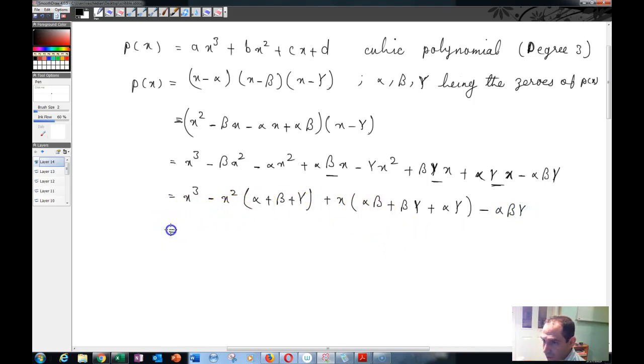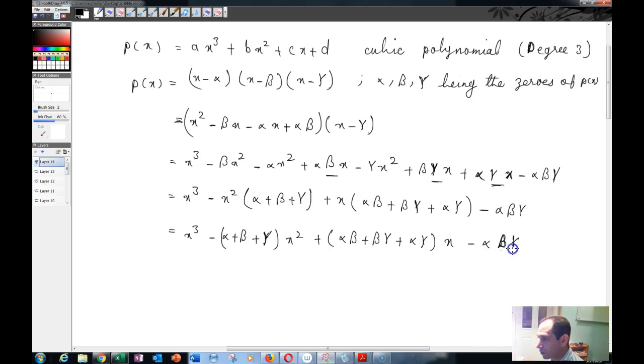So what that means is that you have x cubed minus alpha plus beta plus gamma times x squared, and then you have plus alpha beta plus beta gamma plus alpha gamma times x, minus alpha beta gamma.